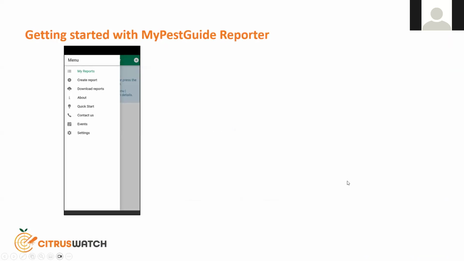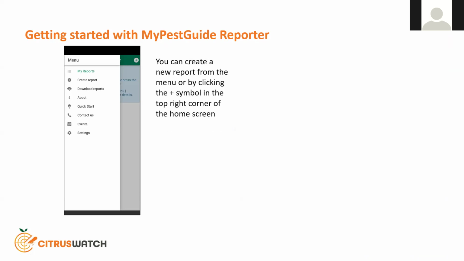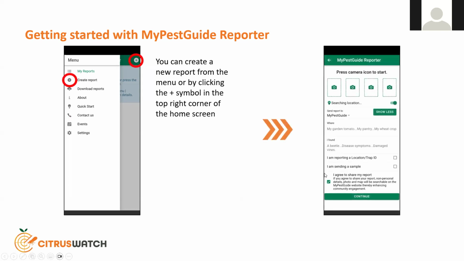All right, so getting started with MyPestGuide Reporter. Once you've downloaded the app, you'll be confronted with this screen here, which is the menu. If you've never created a report before, you can start by pressing the little plus sign symbol in the top right-hand corner, or if you click on the menu, it's the second listing, or the first one at the top of the My Reports page. They're in circles. Once you click on Create Report, you'll then come up with this screen here.